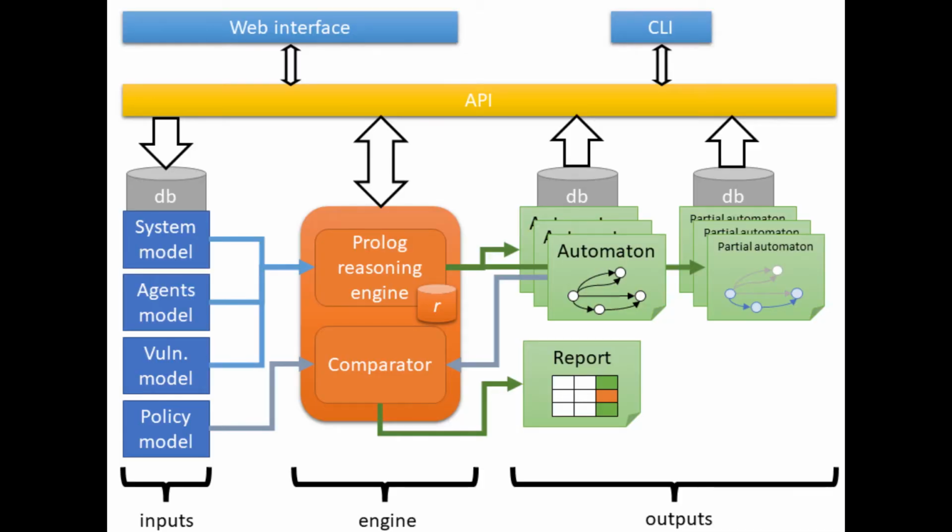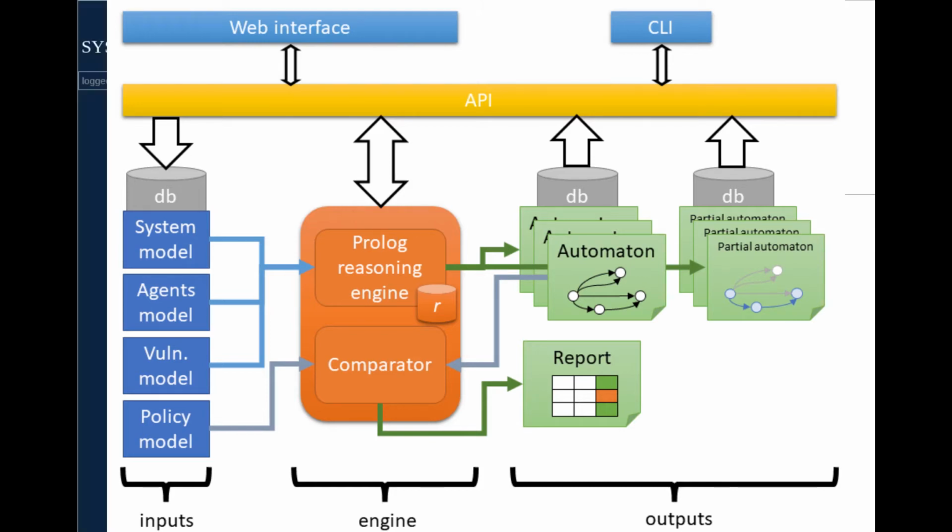This is the architecture of the tool, where we see that the system model, the agents model, and the vulnerability model are used by a Prolog-based reasoning engine that uses a set of inference rules to build a labeled transition system automaton for each considered agent, and is able to compare this result with the provided security policy model. This tool is accessible through a REST API and a web-based interface that I'm going to use right now.